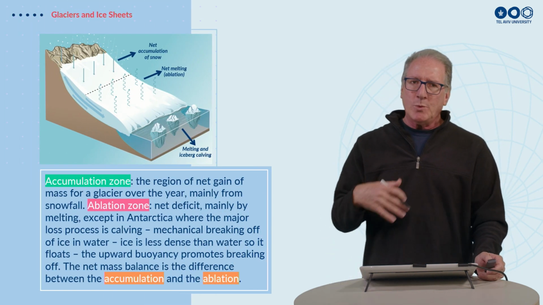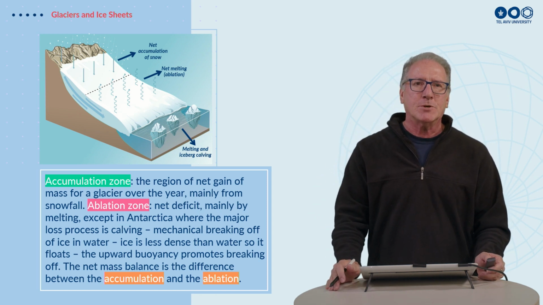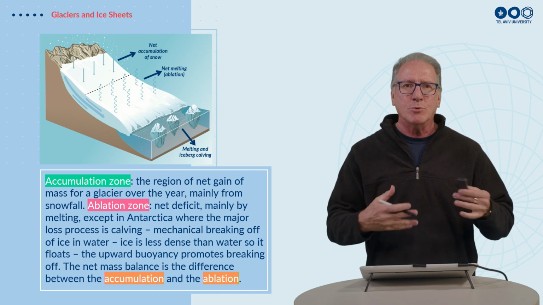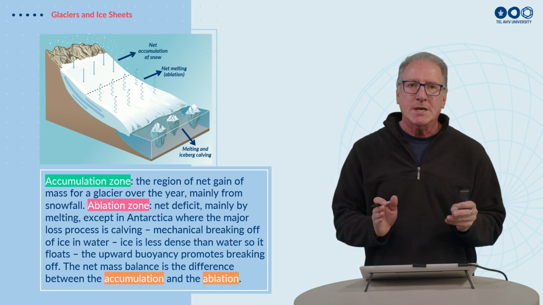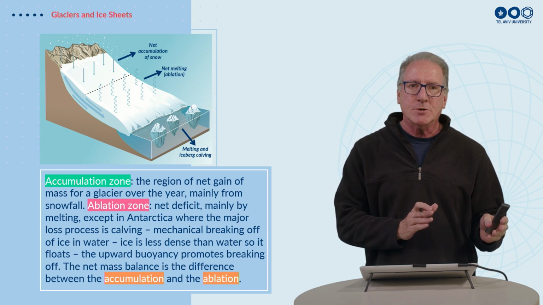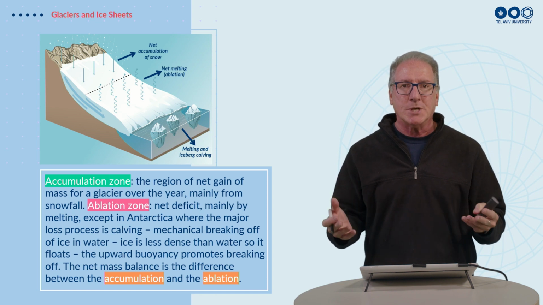Now, when we talk about ice sheets and even glaciers, there's a certain dynamics which has occurred. Things are happening all the time. Things are moving all the time. And we can divide up the ice sheets and glaciers into what we call the accumulation zone, where we're accumulating mass, and the ablation zone, where we're losing mass.